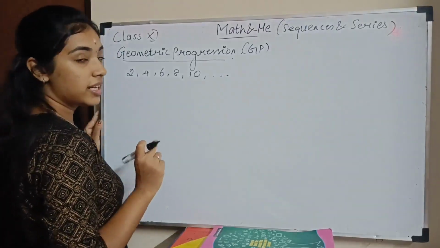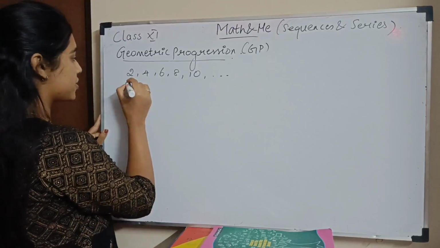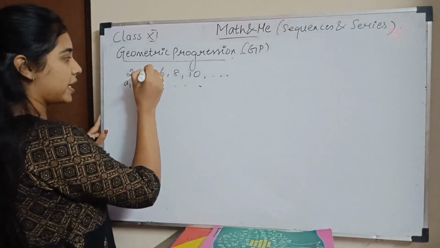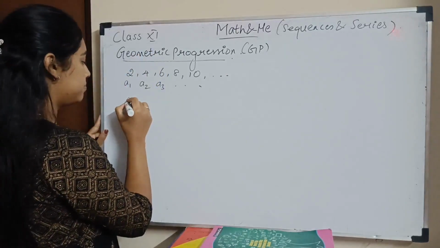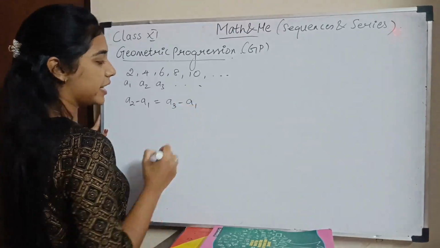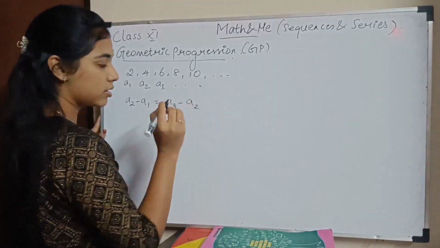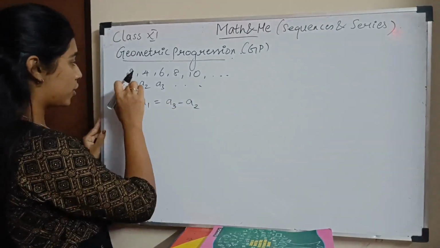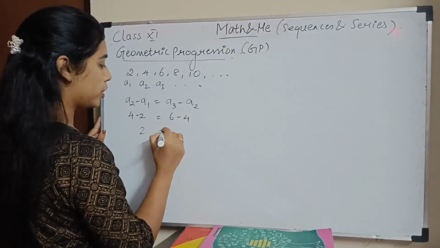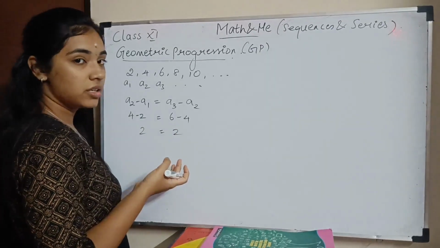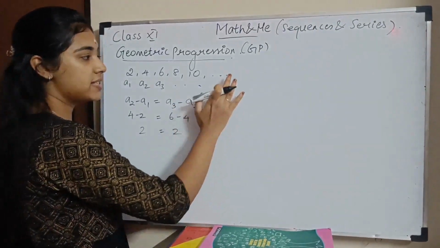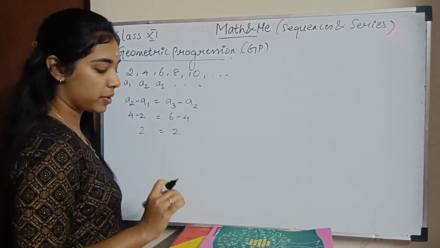So what did we learn in arithmetic progression, AP? This is A1, A2, A3 and so on. The second term minus the first term equals A3 minus A2. So what do you have? 4 minus 2 equals 6 minus 4, 2 equals 2. If the common difference is the same throughout the sequence, the given sequence is an AP. So this is what we learnt in AP.